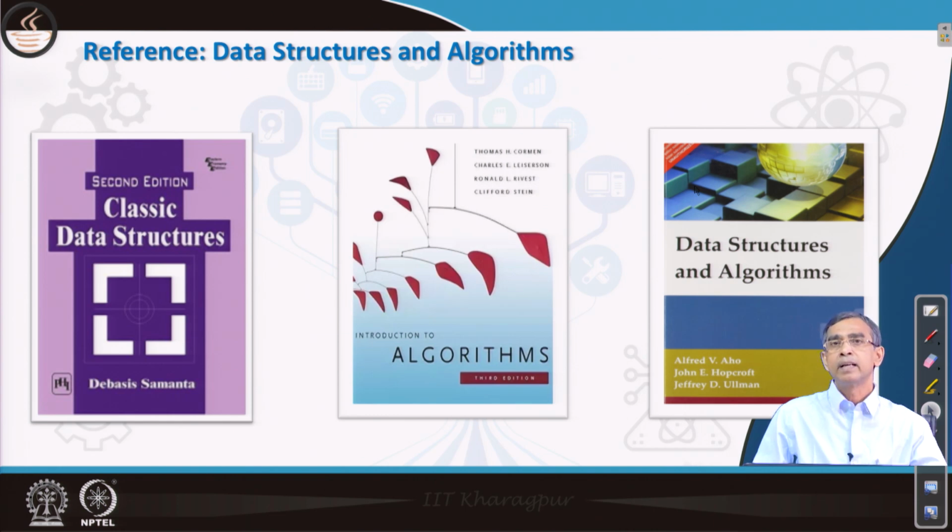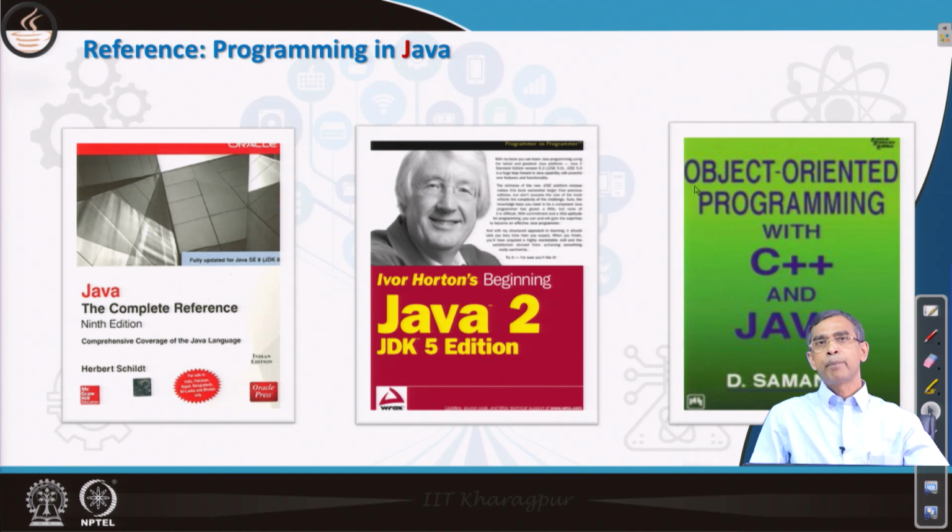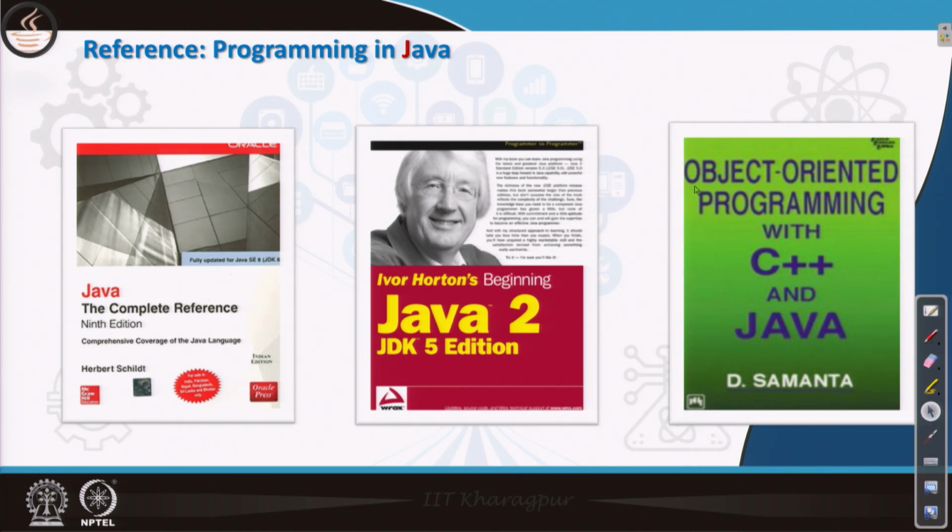These are three very good books in the field of data structures that you can follow. All books are available in Indian reprint. And for programming in Java, there is obviously a very good book called the Bible of Programming. This is Java: The Complete Reference, written by Herbert Schildt. Apart from Herbert Schildt, there is another book written by Ivor Horton. It also has good coverage of different programming aspects.